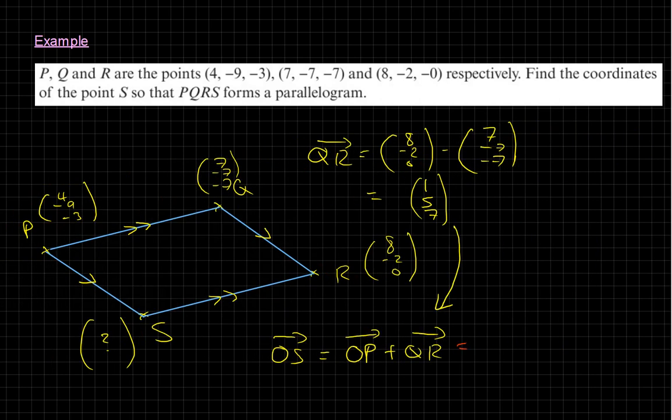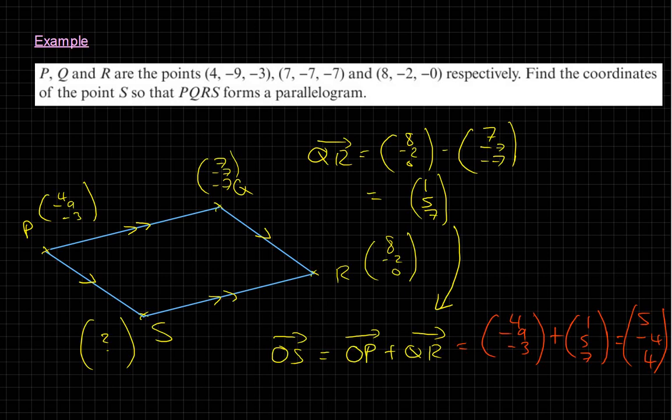So this is equal to 4, -9, -3 plus 1, 5, 7, and we get 5, -4, 4. And that's it. That's the coordinates of the point S, because that's its position vector. Remember, the coordinate is the same thing as its position vector, from the origin to the point, which in this case is S. So OS is equal to 5, -4, 4.